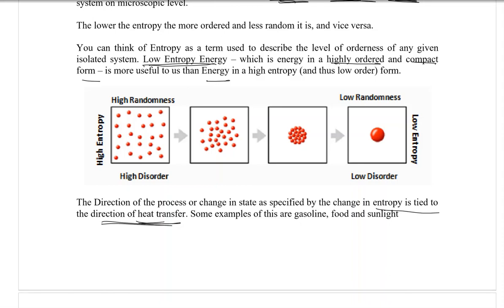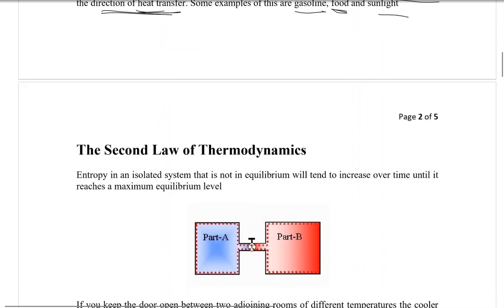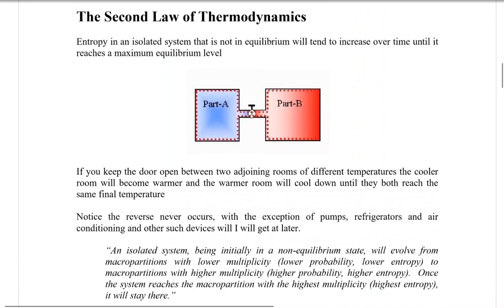You can take the example of gasoline, of cooking food, or of sunlight. These are all examples of entropy, and that entropy is tied to the direction of heat transfer. Now that we have defined the term entropy, let's define the second law of thermodynamics.